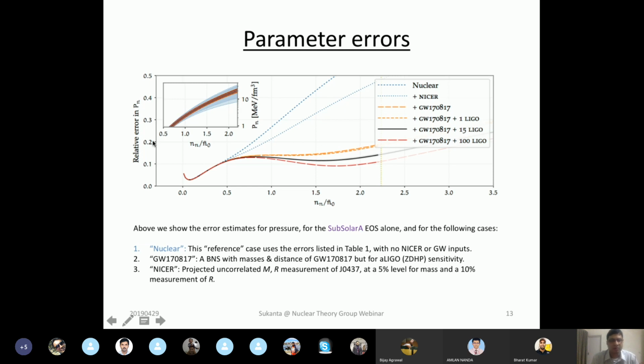Okay, so this is 20% at twice the nuclear saturation density. But additional observations, like one more LIGO event or 15 more, 100 more, will of course reduce the error more and more.